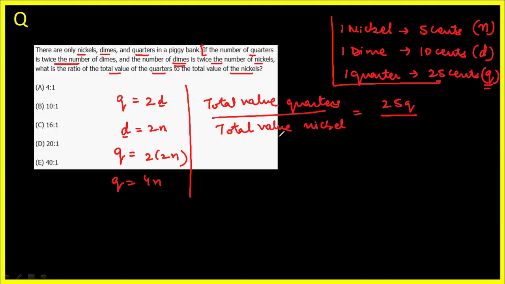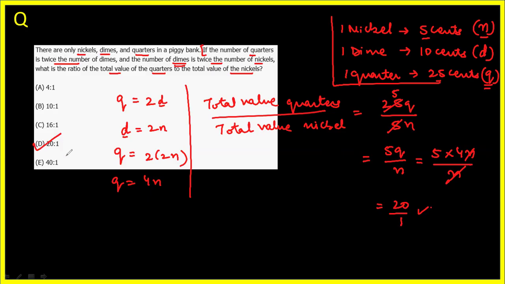And how much is the total value of nickels? One nickel is 5 cents and there are n nickels in total. That means the total value of nickels must be 5n. Now simplifying further, 5 gets cancelled out, so that means 5q upon n. And we know that q is 4n, so we can substitute q as 4n. So 5 times 4n divided by n. The n gets cancelled, so that means 20:1. That's our answer for the ratio of the total value of quarters to the total value of nickels. That is option D being correct here.